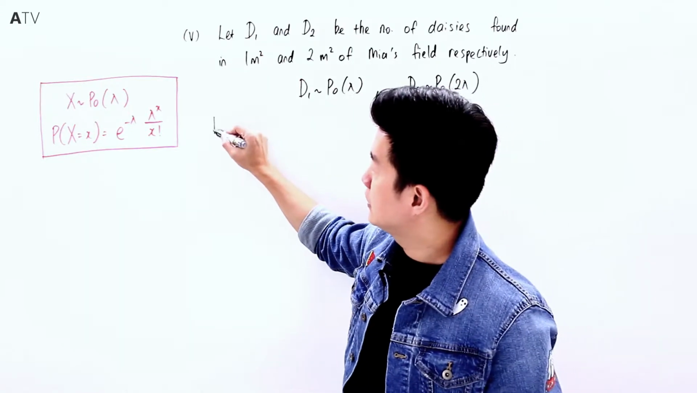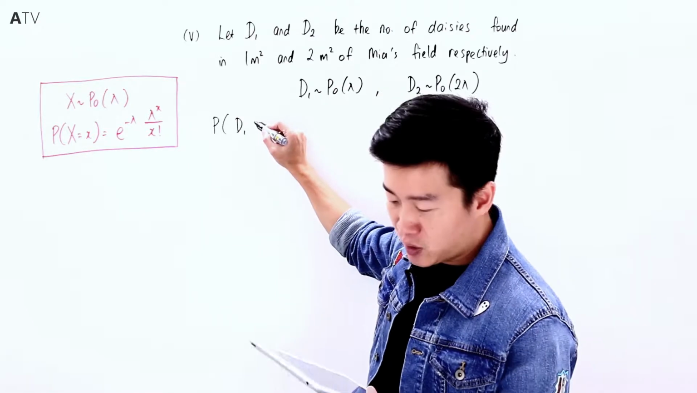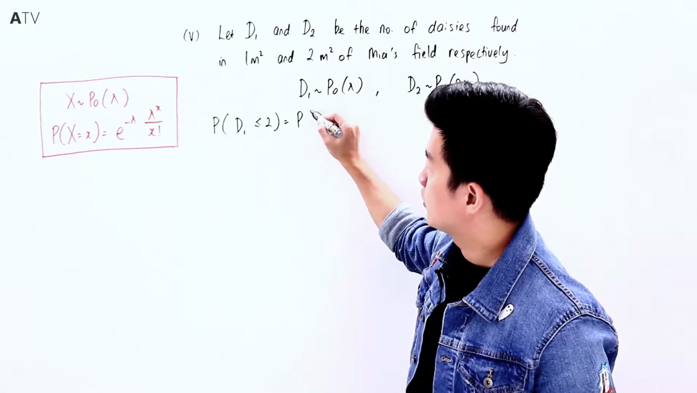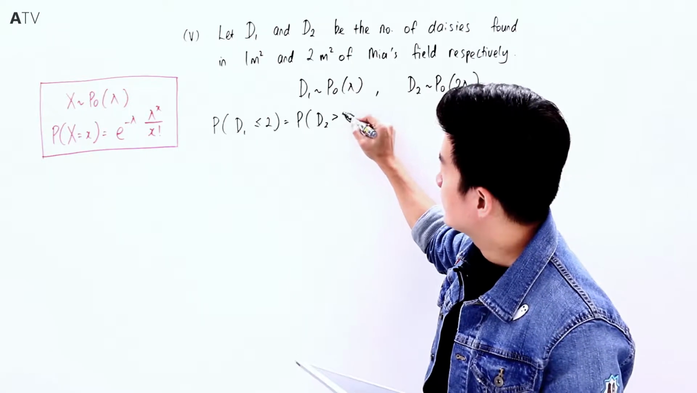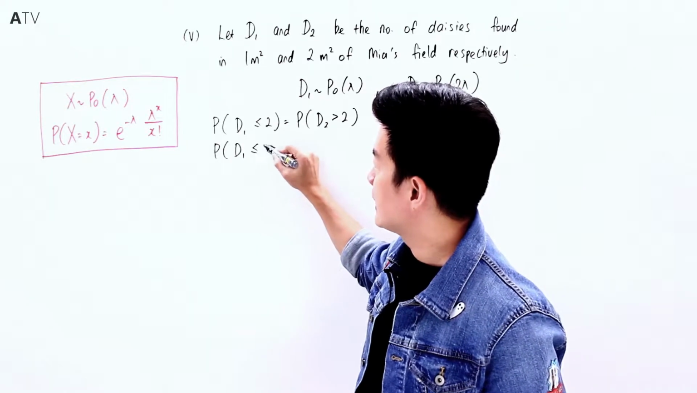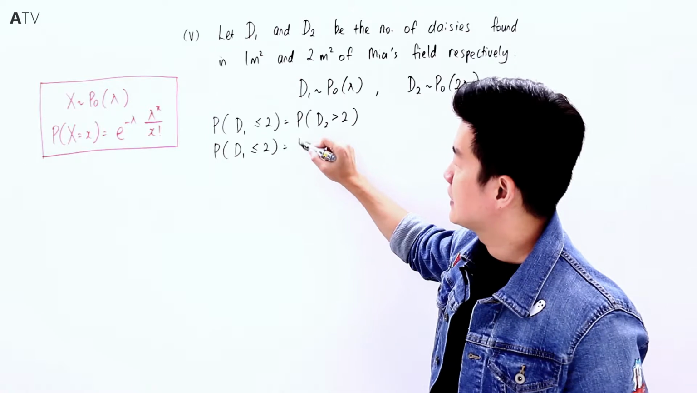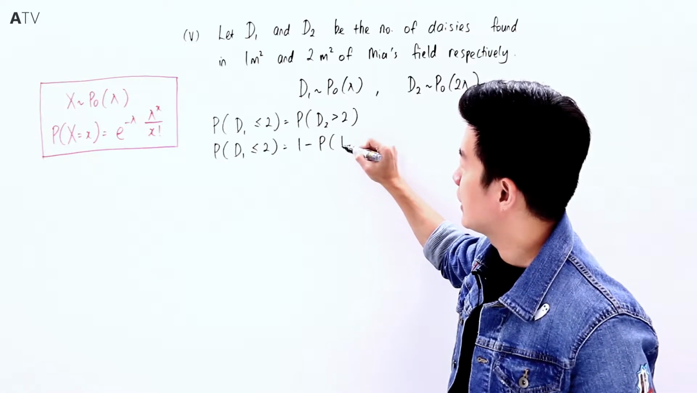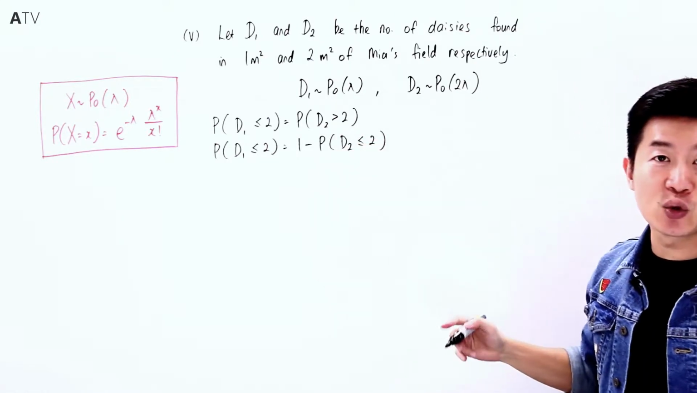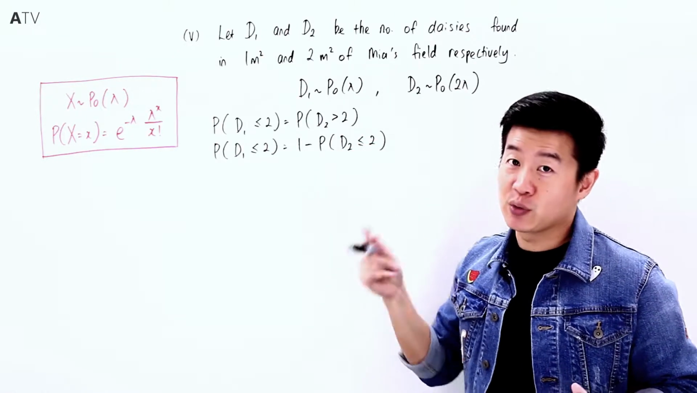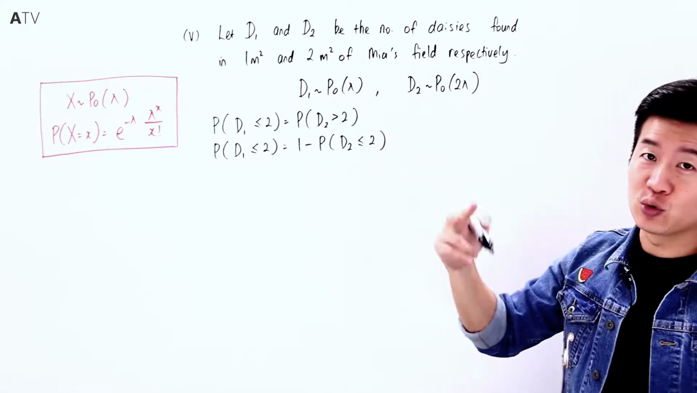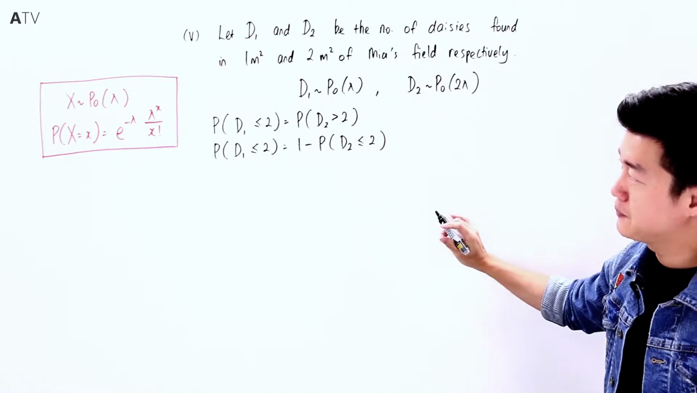And according to the question, the probability when D1 is less than or equal to 2 is the same as the probability when D2 is bigger than 2, which means that the probability when D1 is less than or equal to 2 is the same as 1 minus the probability when D2 is less than or equal to 2. Because for D2 to be bigger than 2, D2 is equal to 3, D2 is equal to 4, and so on. So 1 minus less than or equal to 2, since we want 3 onwards.